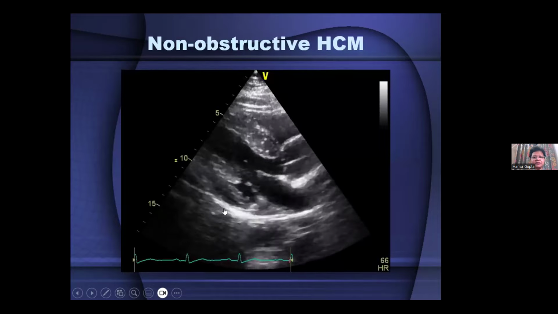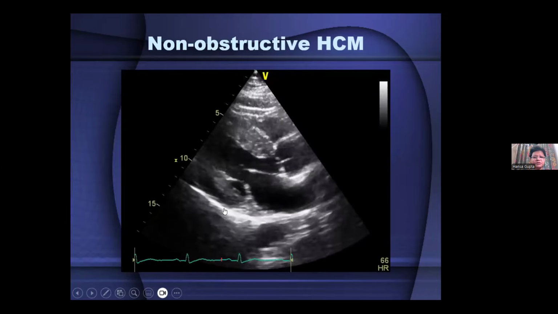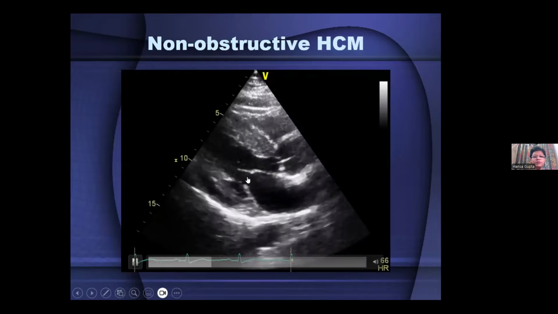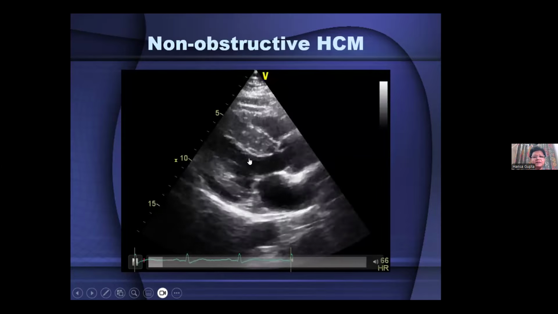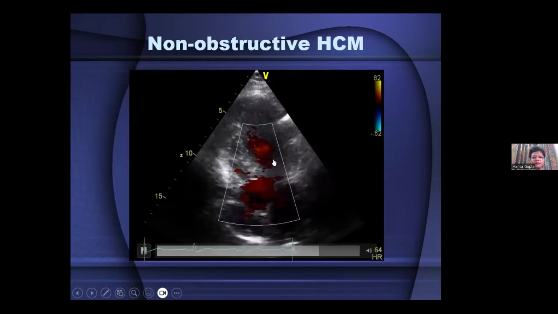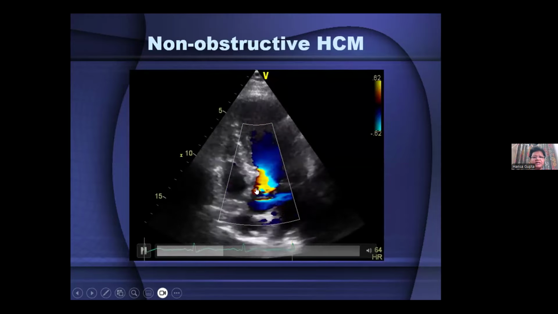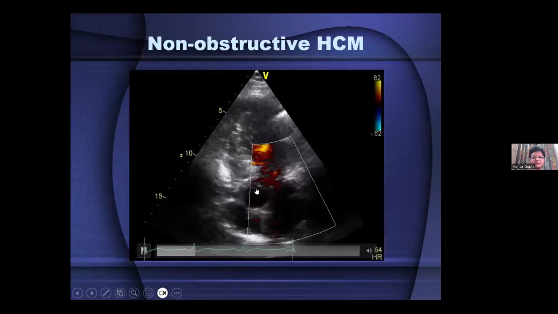See this? It is very, very clearly seen that there is no obstruction here. The flow is clear in the LVOT. See, no turbulence. The blood is flowing freely, despite the fact that there is hypertrophy.